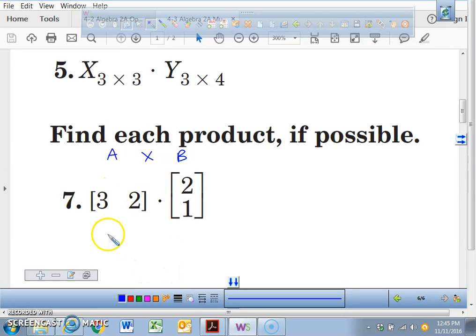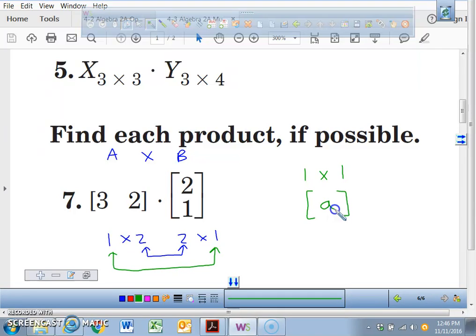It is a 1 by 2. There is 1 row and there are 2 columns. And matrix B is a 2 by 1. Now, the first thing we look at is, do these numbers match? And they do. So I know that you can multiply matrix A times matrix B. What will our final product be? What would be the dimensions? 3 by 1. No, 1 by 1.